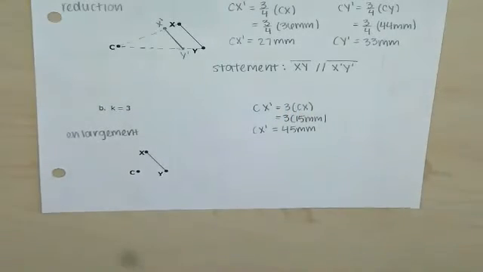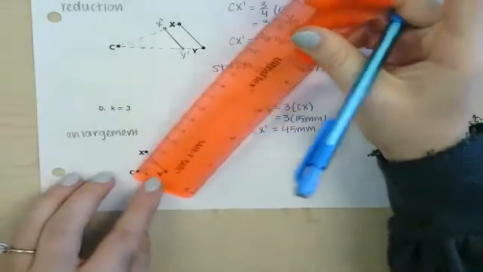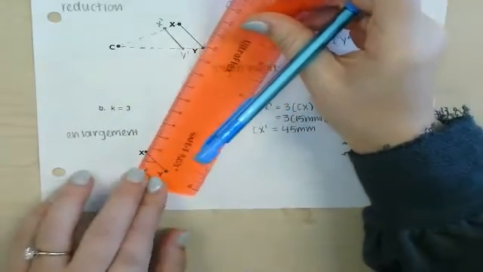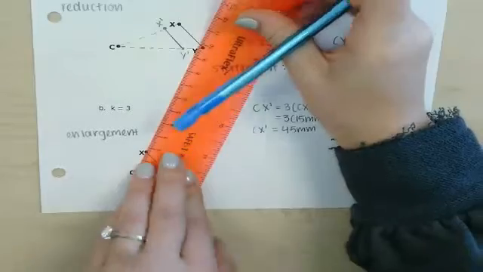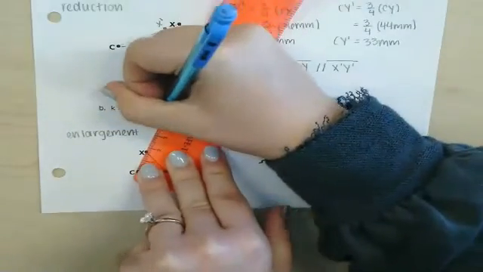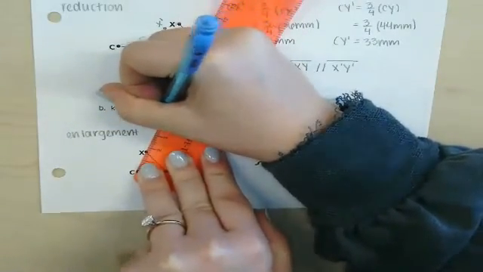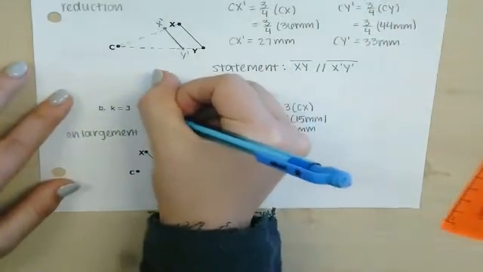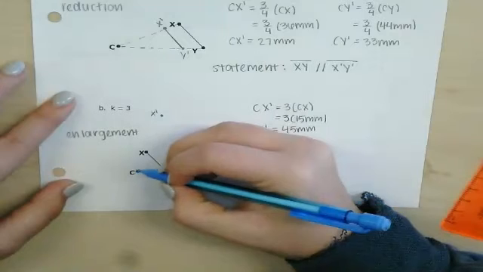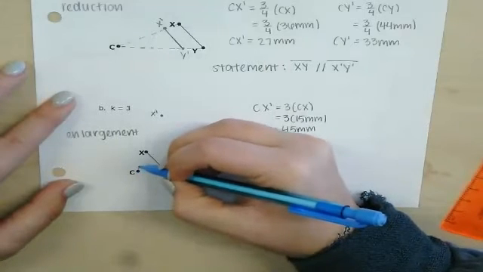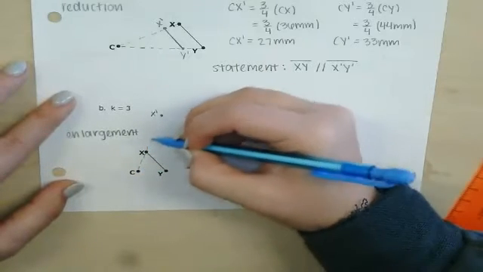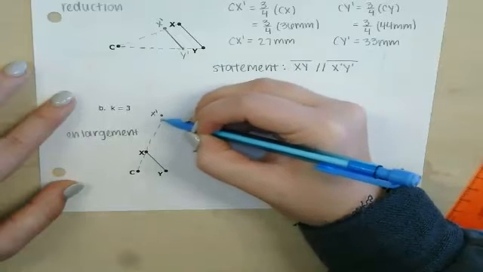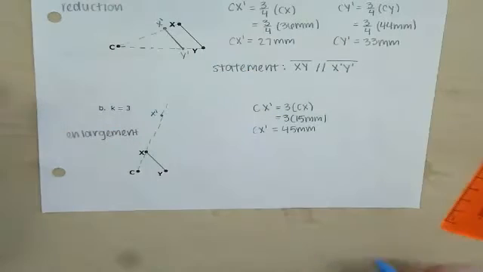So take your ruler and measure from your center of dilation. It needs to go through the point X. You're going to make a little mark where 45 millimeters would be. Yeah, start at your center of dilation C, and it needs to go through point X. All right, now we're going to do the exact same thing, but for Y.